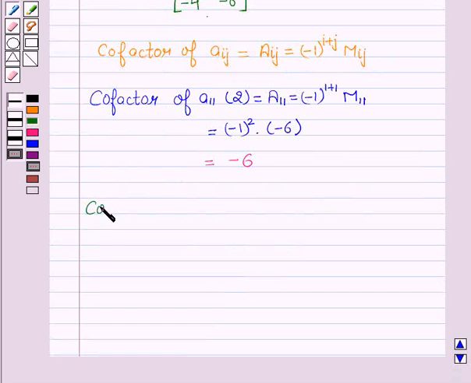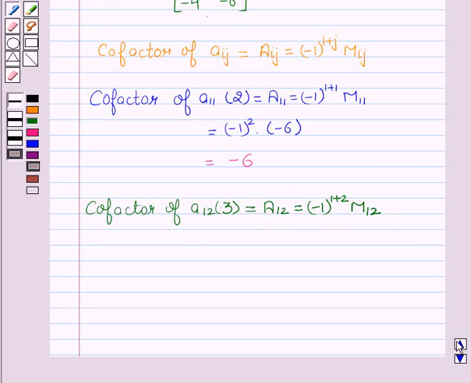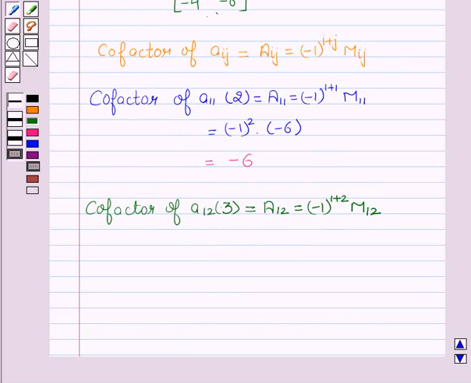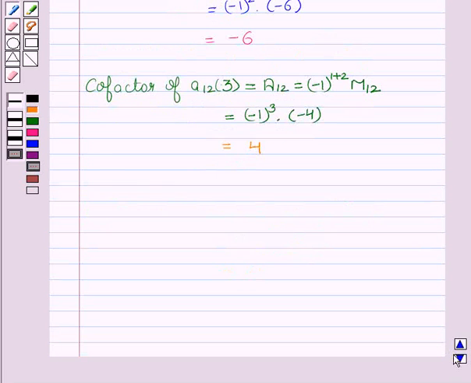Now, cofactor of A 1 2, that is 3. This is denoted by A 1 2 equal to minus 1 to the power 1 plus 2 into M 1 2. Now we have to find M 1 2. We can see from the matrix that M 1 2 is first row and second column. So we will delete the first row and second column. So M 1 2 is minus 4. So we will write minus 1 to the power 3 into minus 4. So this is equal to plus 4.